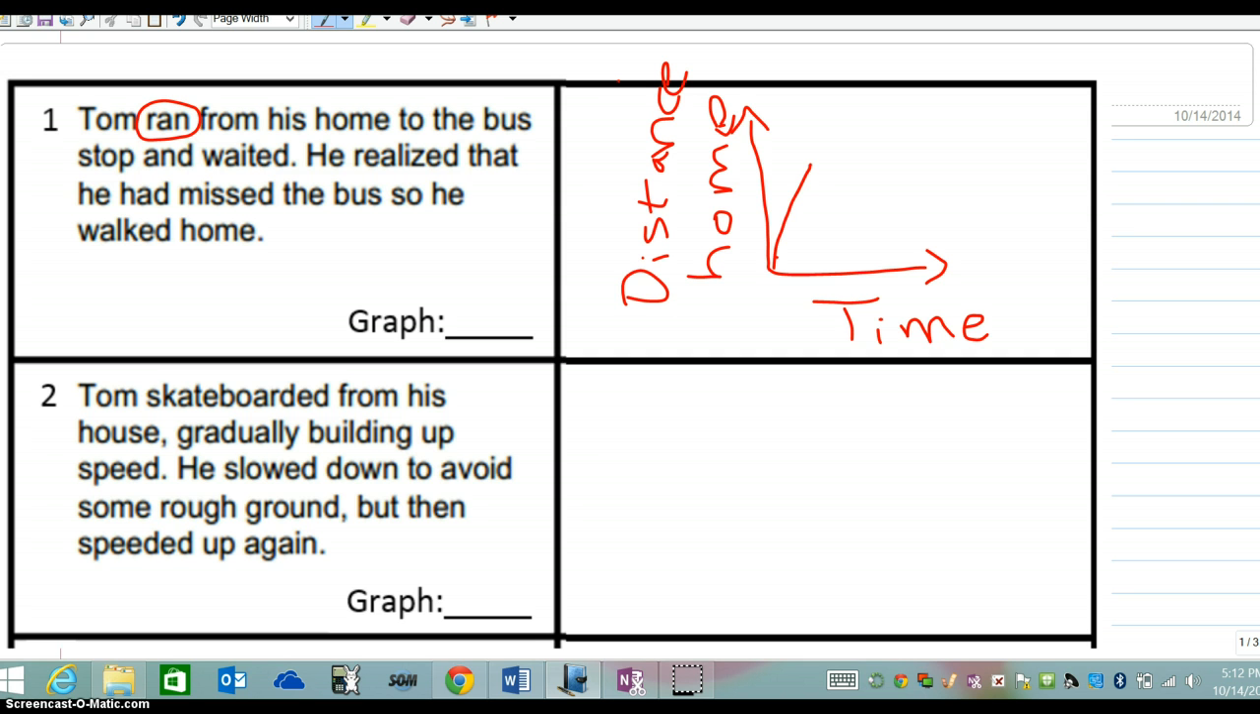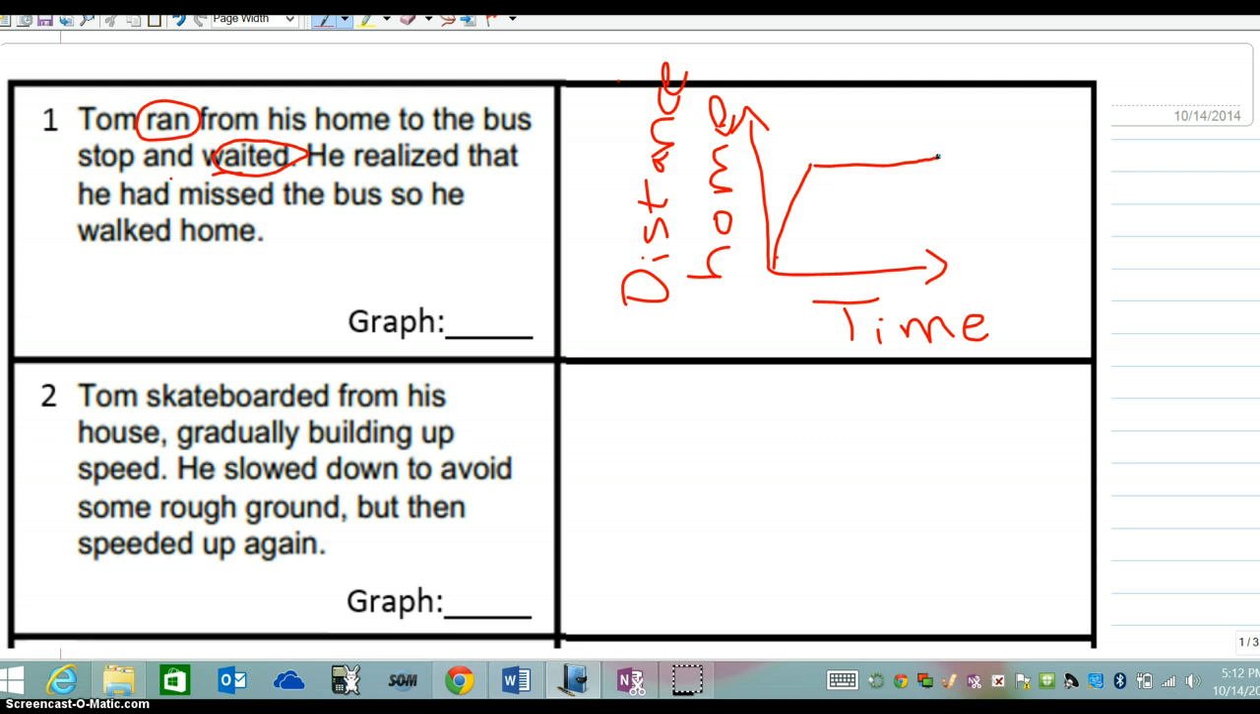He realized that he had missed the bus. Oh, sorry. He ran from his home to the bus stop and waited. If he's waiting somewhere, that means he's just standing there. That means the distance from him and his home is not increasing, it is also not decreasing. It stays the same over some period of time. So that will look something like this.